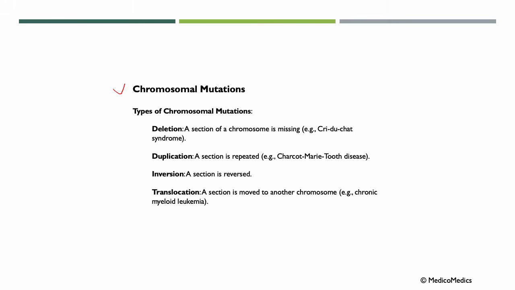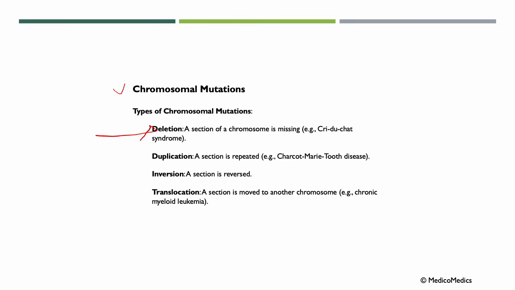Moving on to chromosomal mutations. So chromosomal mutations are structural changes in the chromosomes that can affect an organism's genetic information. These mutations can result from errors during cell division, such as meiosis or mitosis, and can have significant effects on an individual's health and development.